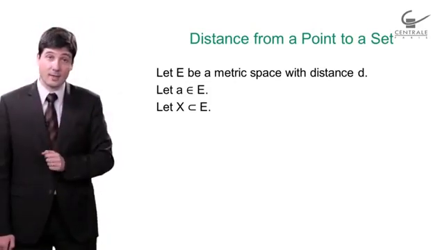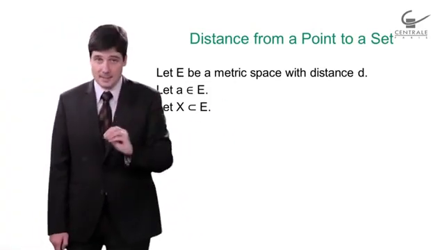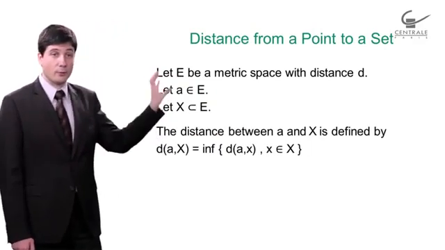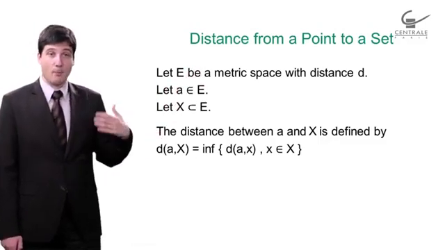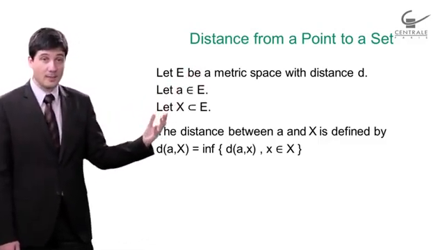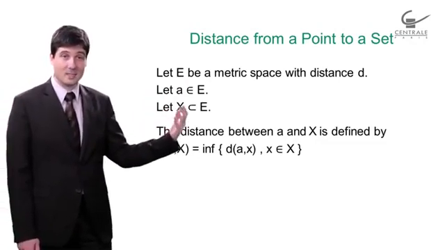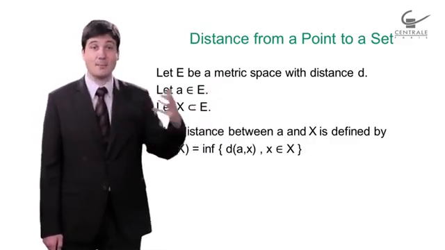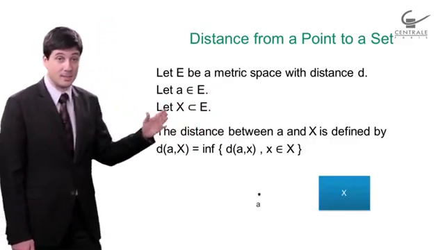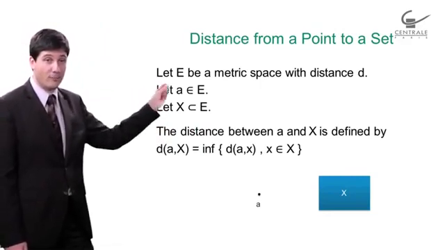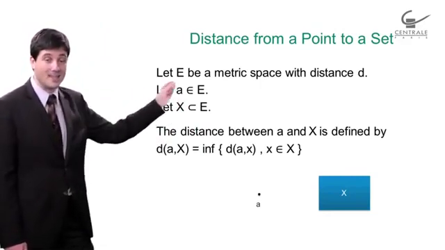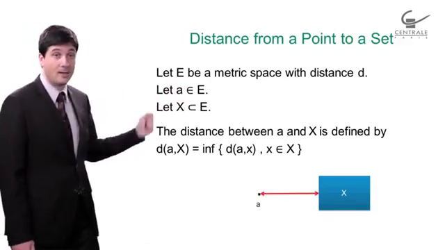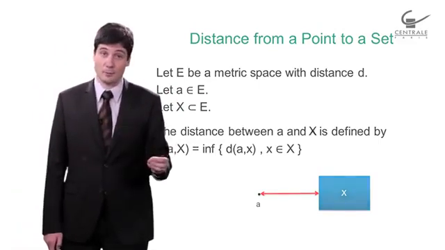Now, I can also define the distance from a point to a set, and it is defined this way. The distance between point A, which is in E, and a part of E, that is X, will be the infimum of all the distance functions d(A,x) for A, which is the point, and x, which is any point in X. And what it means is that it is the infimum of all of the possible distances from A to any point of X. In this case, the infimum is the straight line here, and that will give me the distance from a point to a set.